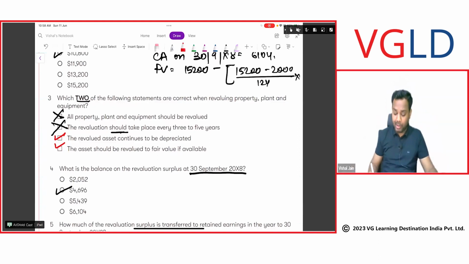Now, the revalued asset continues to be depreciated. Yes, they continue to be depreciated. We have already depreciated, right? The assets should be revalued to fair value if available. If the fair values are available, we have to revalue it, right? So that's what is correct. Is it clear, everyone?